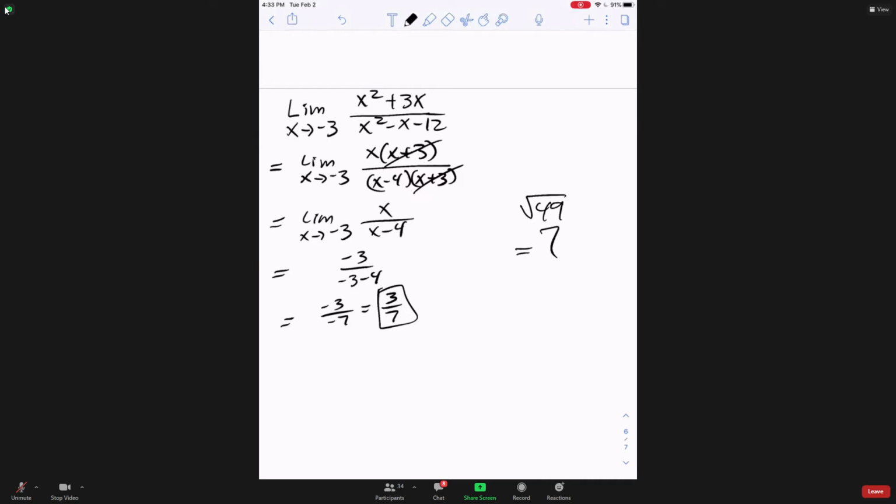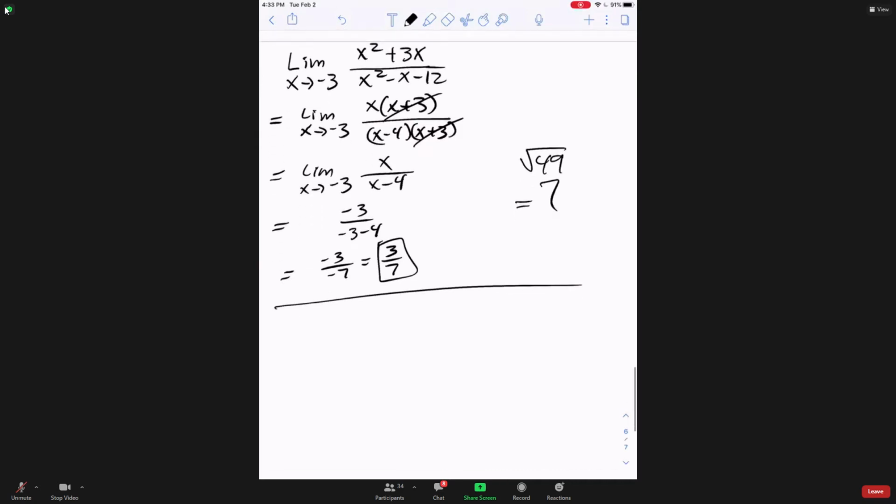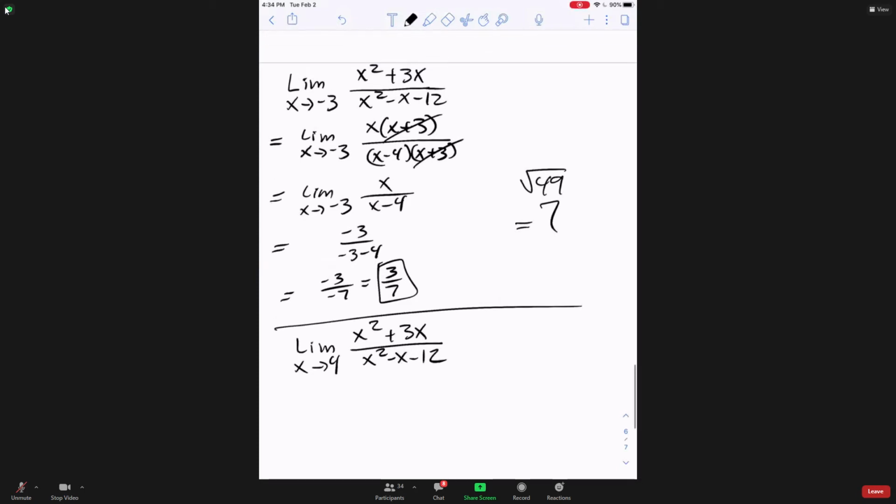Okay. So now let's do another problem. This next problem is kind of weird in the sense that it looks very similar to the one we were just doing, but in the homework, they ask you a question like this. So I want to explain it to you. Let me write out x squared plus 3x over x squared minus x minus 12. So it's the same expression, but instead of x approaches negative 3, it's x approaches 4. Look at the top, it's the same expression as the previous problem, except instead of the negative 3, we have 4 there.